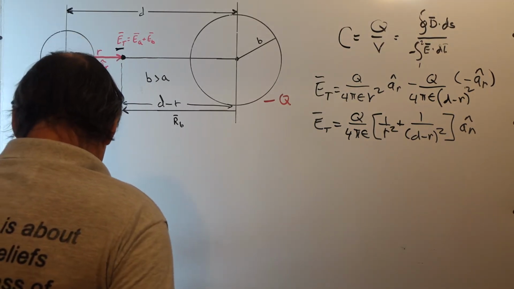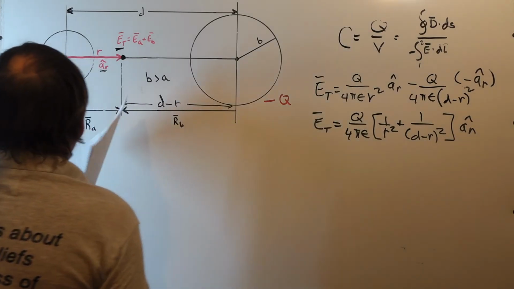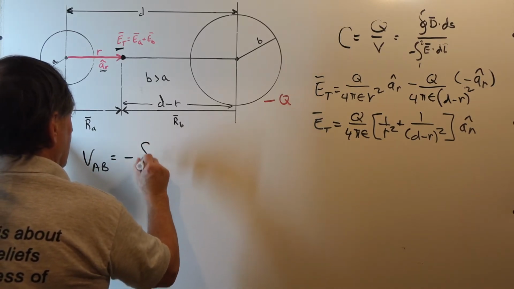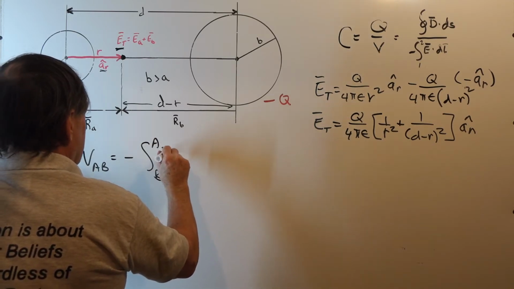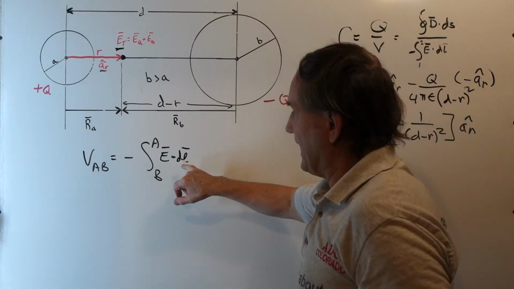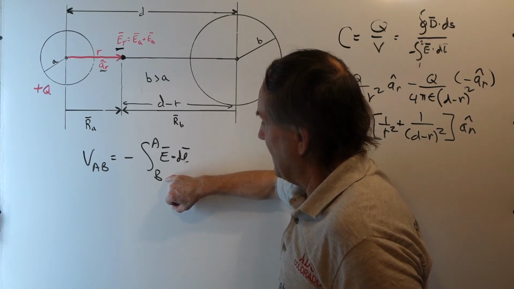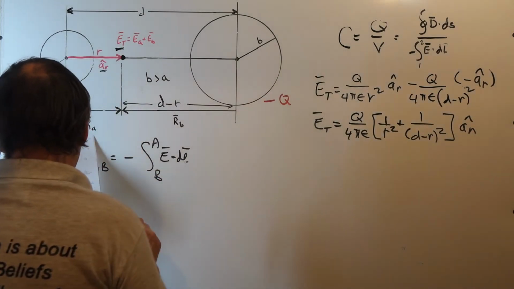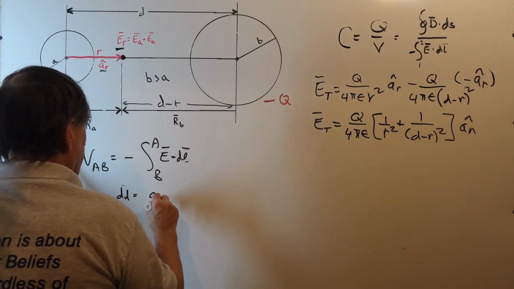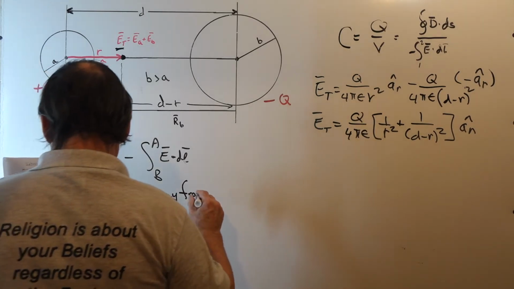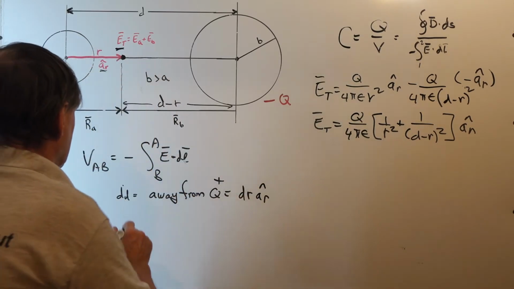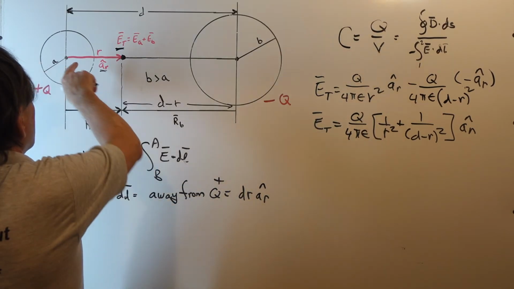Voltage is defined to be the voltage between 2 points A and B is minus the integral from point B to point A of E dot dl, where E is the electric field and dl is the differential path length on the path that goes between A and B. Now, dl in this case is away from the positive charge, or we can write it as dr in the AR direction. That is my differential vector length.